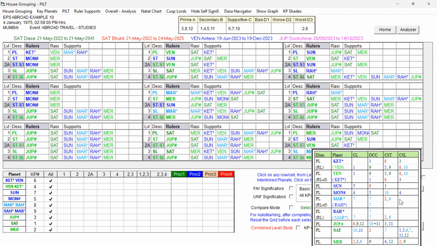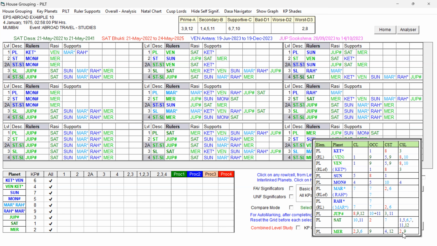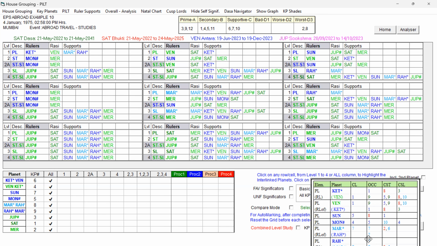Now we have to check the destiny: 9th sublord Mercury, 12th sublord, 11th lord Saturn, and 9 and 12 star lord Jupiter. So these are all green planets. We can check these planets and see what destiny they are indicating. So let us start with Mercury, the 9th sublord.